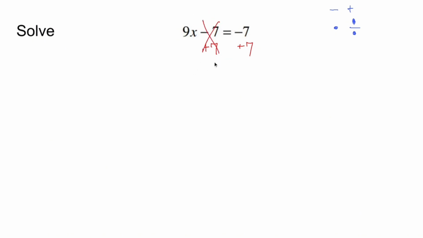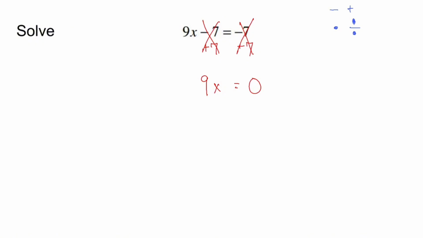Now, this is weird. It's not wrong, it's weird. If minus 7 plus 7 crosses out and becomes 0, then minus 7 plus 7 also crosses out and becomes 0. So the right side becomes 0. I don't need to write out the 0 here. All I have to do is just drop down the 9x.